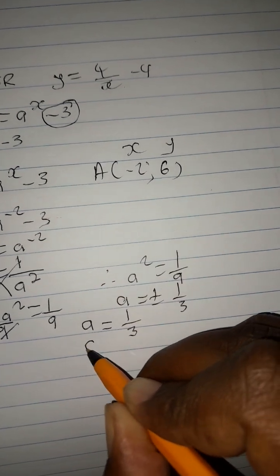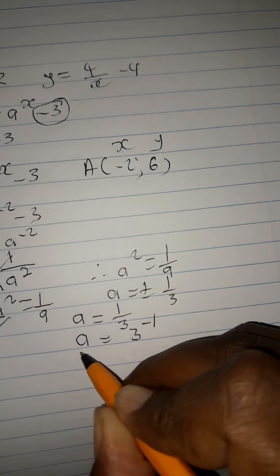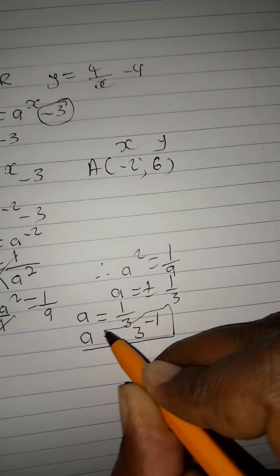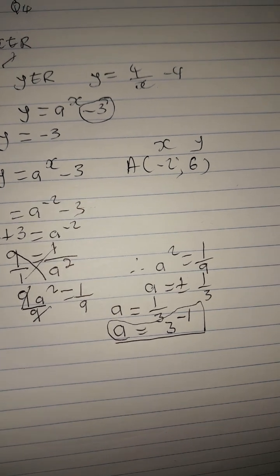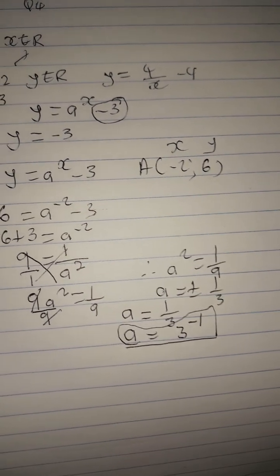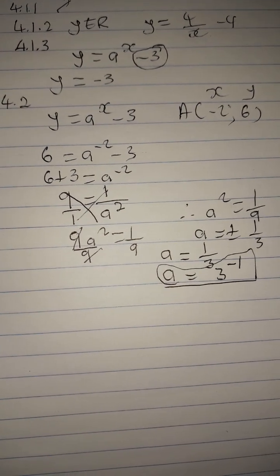So 1 over 3, when you write it in exponential form, is the same as 3 to the power of -1. Hence we have shown this. Since they said, show that the value of a is 3 to the power of -1, that's how you can work out 4.2.